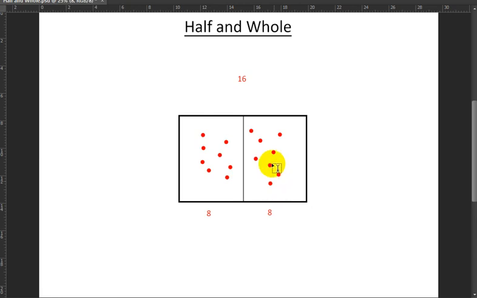Each of these is a half of 16. 1 half and another half. 16 is the whole. This was the entire group before I separated them. Now this is 1 half, and this is another half. Each of these is a half of the whole of 16.